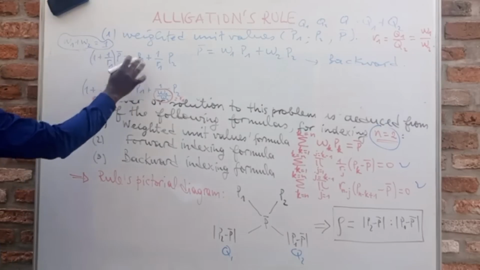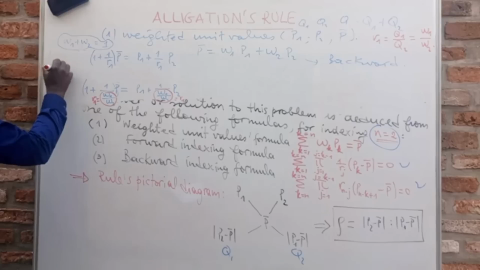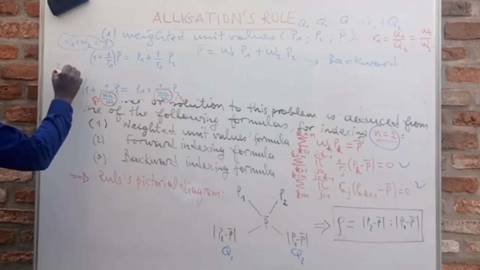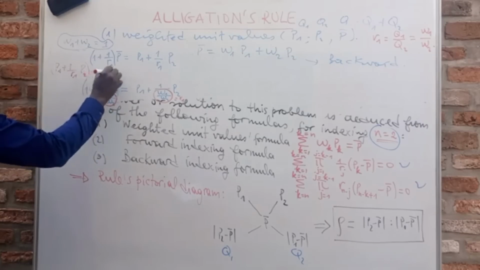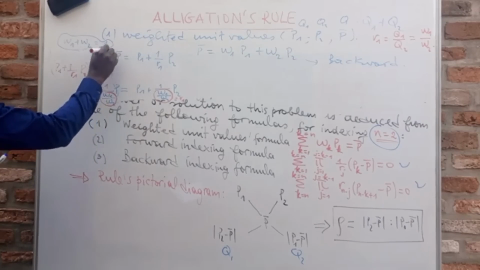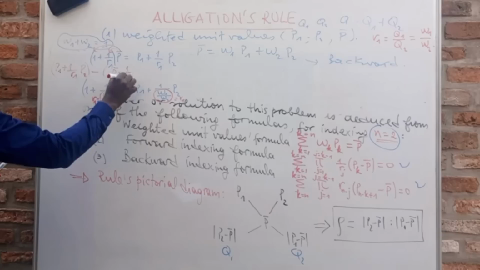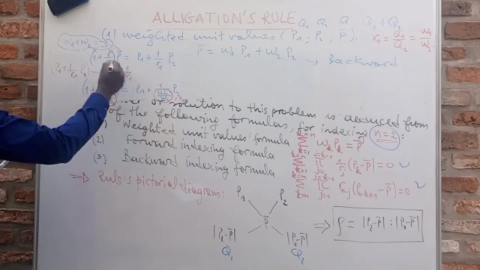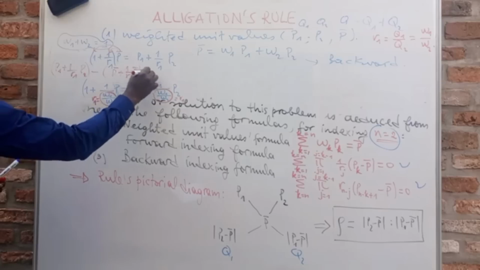So this one and this one can go together. On the other side, I get P1 plus 1 over R sub 1 P sub 2. This is okay. I subtract 1. I distribute P1 P bar minus 1 over R sub 1. No, plus, sorry, P bar. So this is equal to 0.